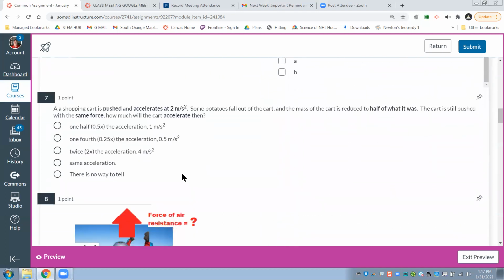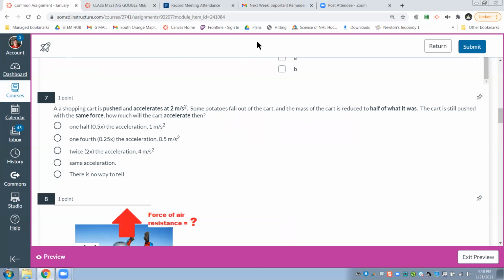Question 7. If I have a shopping cart and I push it with a certain amount of force, it will accelerate at 2 meters per second squared. Then I take out some potatoes where the mass of the shopping cart goes down by half. Now I push the cart with the same force. How much will it accelerate? Well, acceleration with the same force on less mass, okay, a equals F over m.